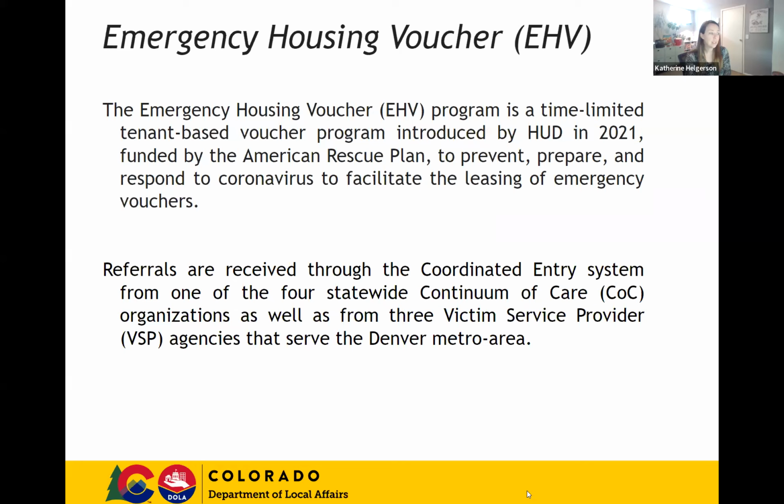And then we've also entered into an MOU with 3 victim service provider agencies, specifically in the Denver metro area, because we learned that our coordinated entry system in the metro Denver area doesn't necessarily test or score people who might meet one of the preferences of domestic violence. So we wanted to make sure we were covering all intended populations with our emergency housing voucher program. So we are also receiving referrals from some victim service providers.